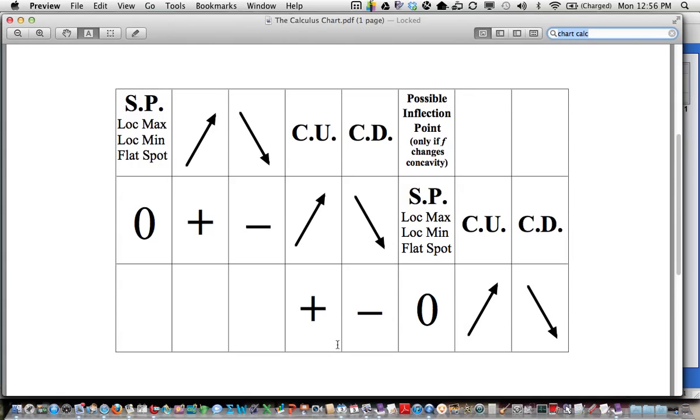All right. But this quiz was about the chart. Okay, so this fits in quite well with what we're doing here.